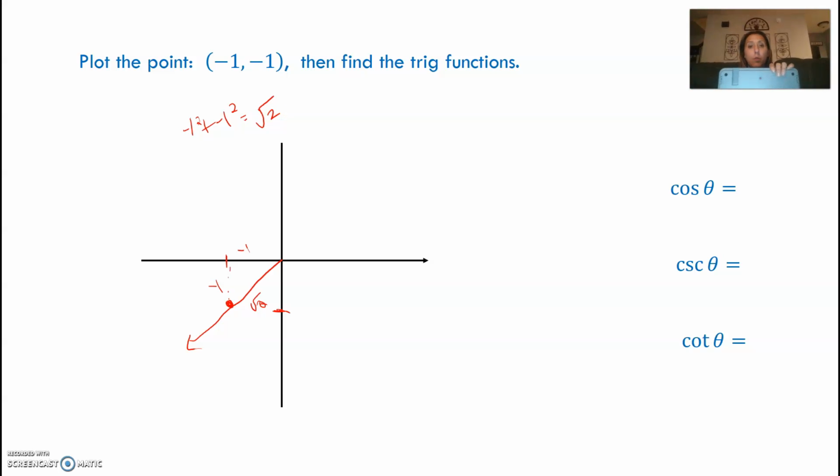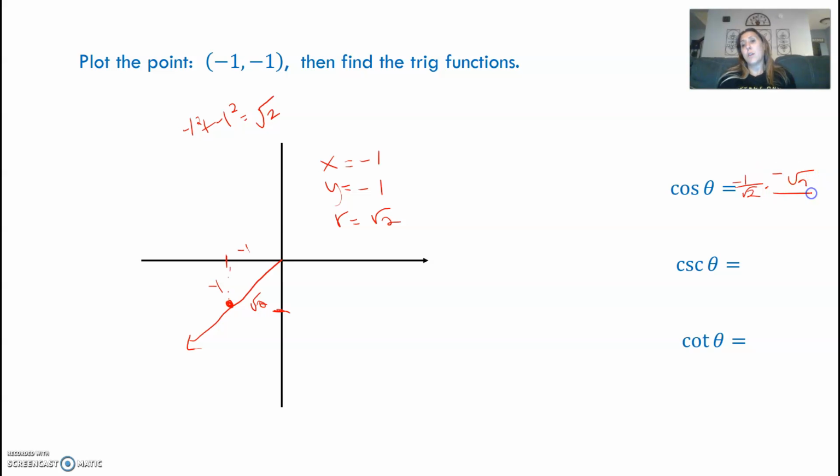Okay, so we're going to find these trig functions of it. So cosine is x over r, and x is -1, and r is the square root of 2. We'll put x is equal to -1, y is equal to -1, and r is equal to the square root of 2. But remember, we can't have a square root in the denominator, so we're actually going to get negative square root 2 over 2.